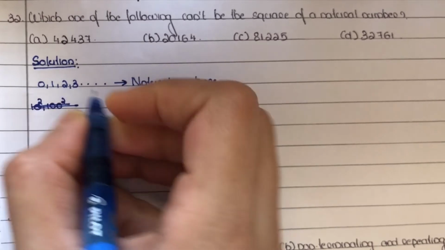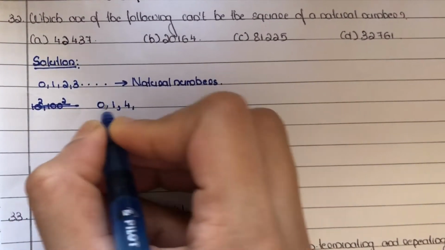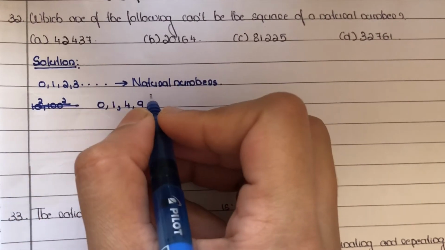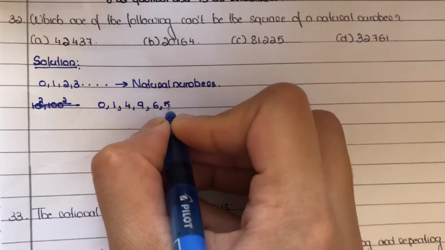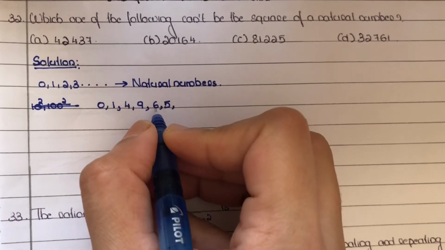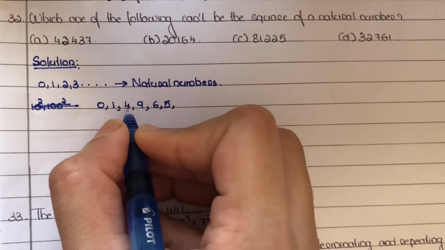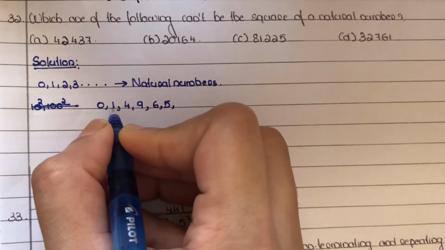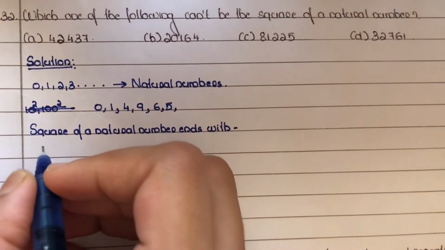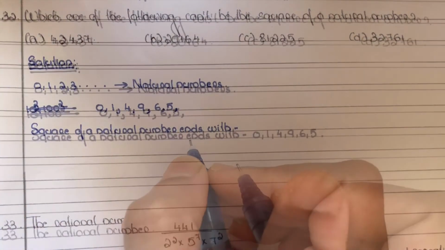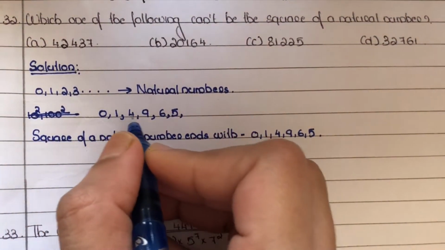Now we know that 0 square means 0. 1 square means 1. 2 square is 4. 3 square is 9. And 4 square is 16, so it ends with 6. 5 square is 25, so it ends with 5. Now 6 square is 36, it ends with 6. 7 square is 49, it ends with 9. 8 square is 64, it ends with 4. 9 square is 81, it ends with 1, and 10 square, 100, ends with 0. It repeats, isn't it? So here we can say that the square of a natural number ends with these digits: 0, 1, 4, 9, 6 and 5.